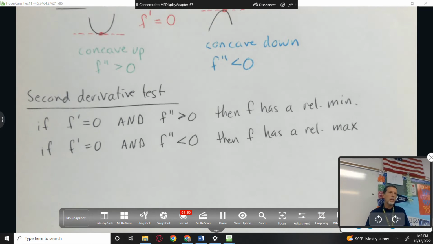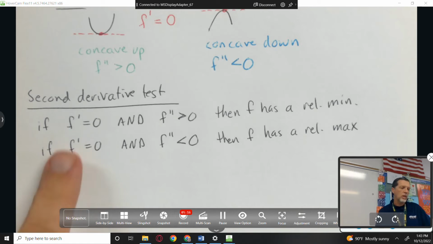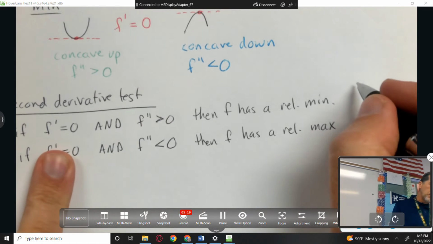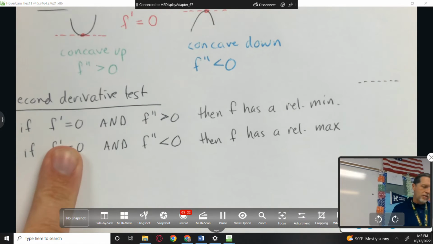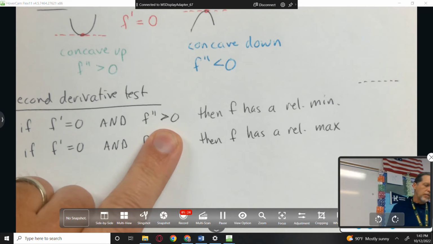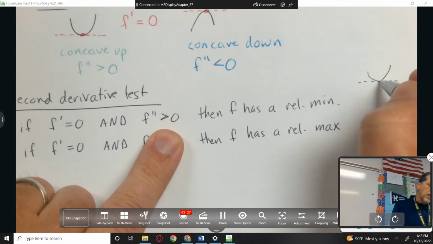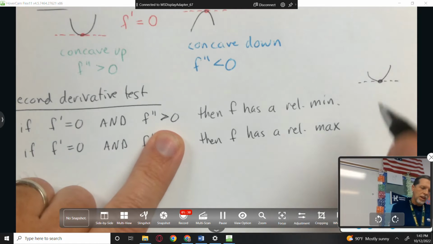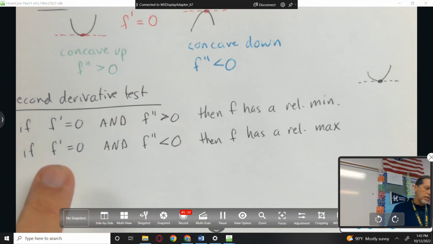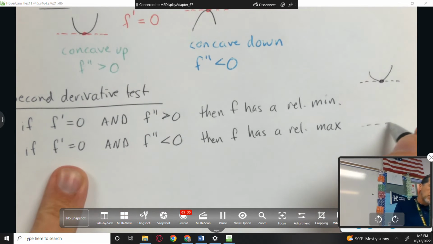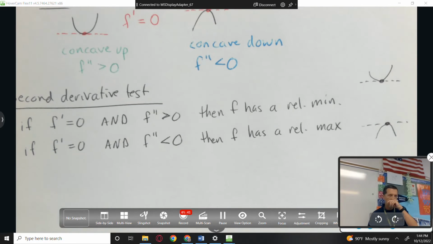To me, this is not one of those things that you put on a note card to memorize. This is something you read and sketch out and think, and then you can reach your conclusion. If f prime is 0, that means you're at a flat spot in the graph. Second derivative greater than 0, that means you're concave up. And if both of those things are happening, then you've got a relative min. Same thing for the second case. If f prime is 0 and you're concave down, then you've got a relative max.